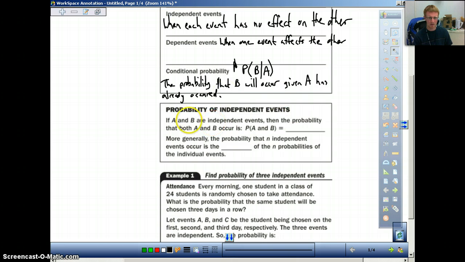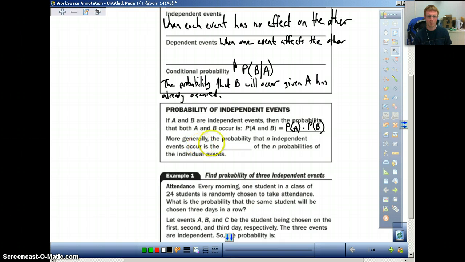Okay, so let's talk about independent events. It says if A and B are independent events, then the probability that both A and B occur is P of A and B. Well, this is really simple. All you're doing is multiplying: the probability of A times the probability of B. We've seen a lot of the probability of A and B, but now we're talking about independent events, so two separate events. It's not about the same event both happening. It can be, but in this case this is going to happen and then this is going to happen, both as separate events. You multiply the two together.